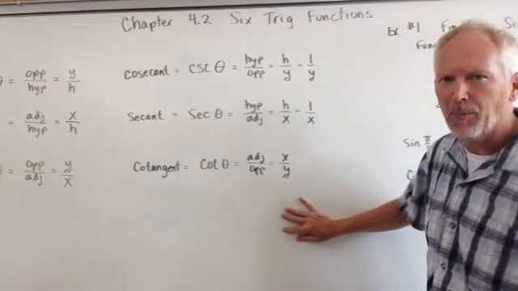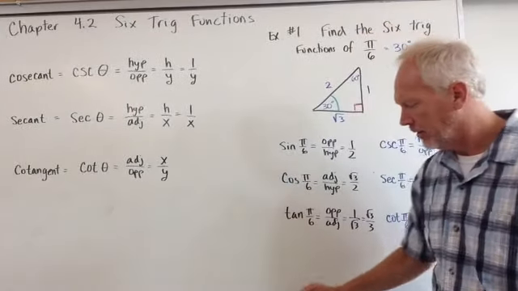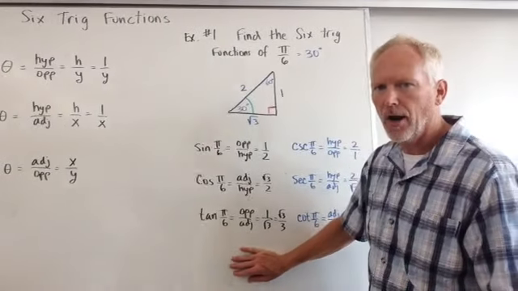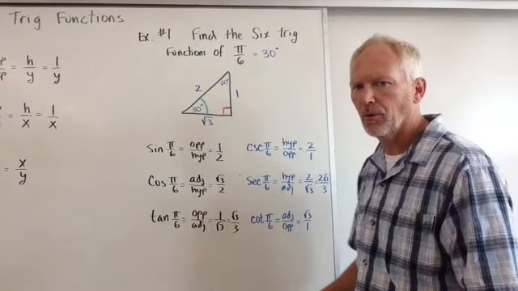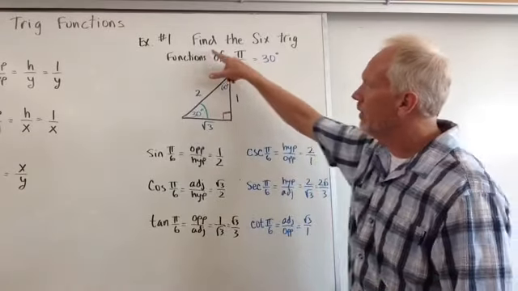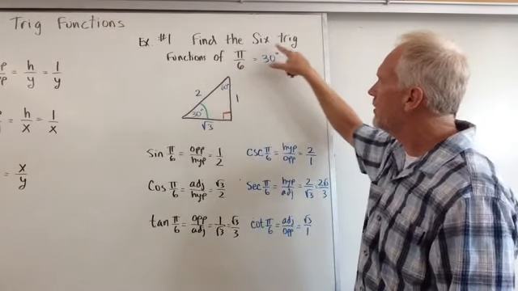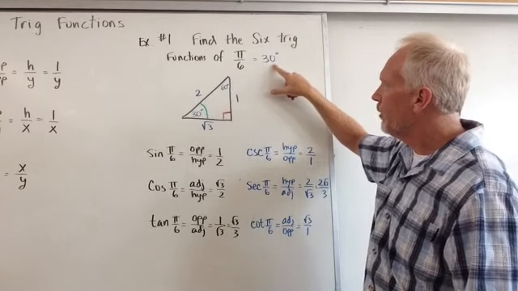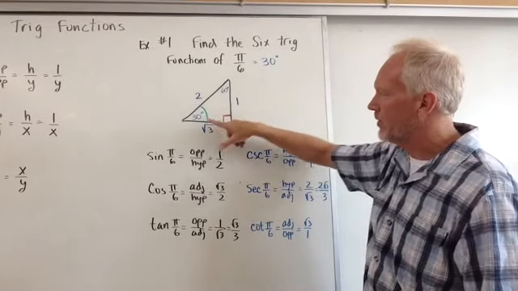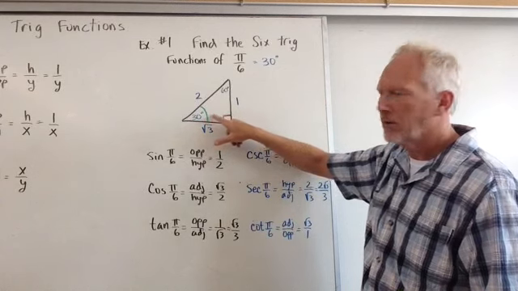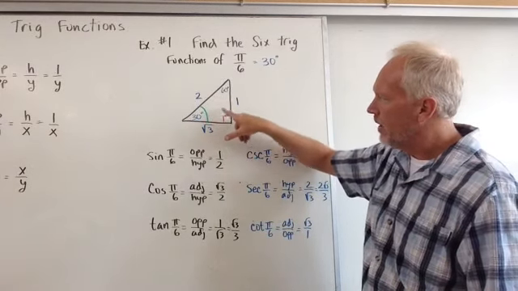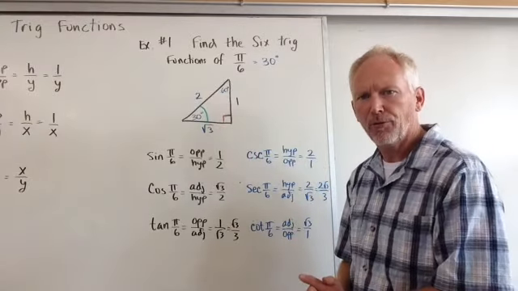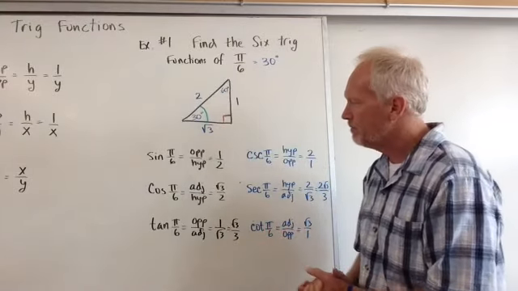All right, so let's look at an example of how we can find these functions. All right, so here we have our first example. Example number 1. Find the 6 trig functions of pi over 6. Now you might recall that 30 degrees is pi over 6. So here we have a little triangle. 30 degrees, 60. The values are 1, 2, and root 3. And there's a proof for those. We did that in class.